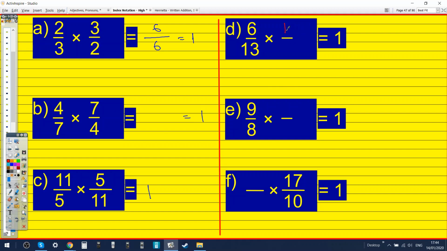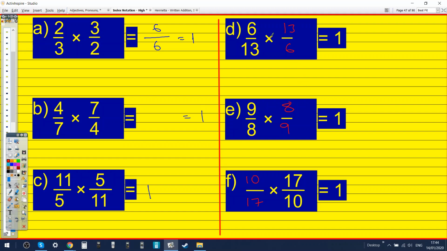13 over 6. Yep. 8 over 9. Mm-hmm. 10 over 17. And so these are the reciprocals, because when you multiply them, you get 1.